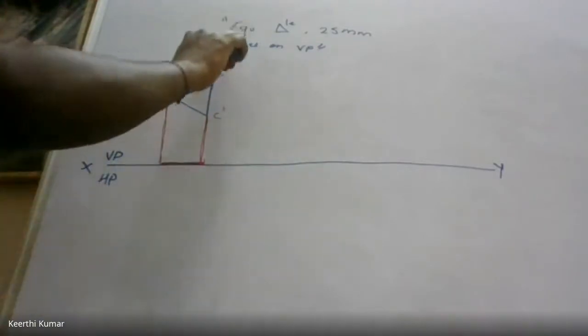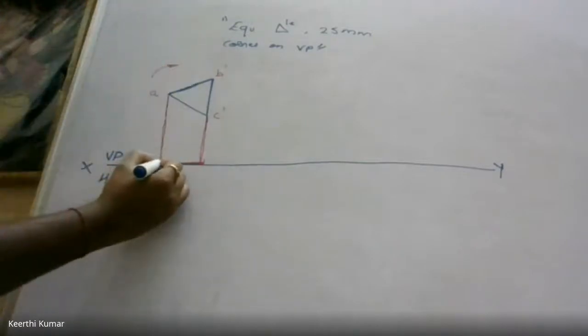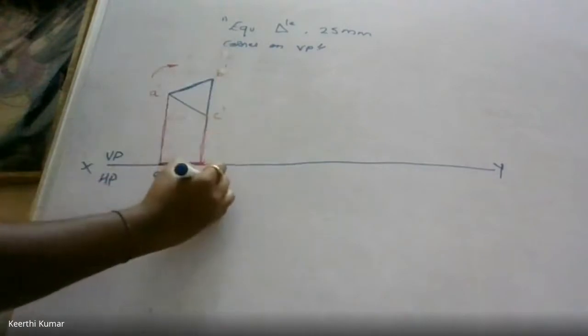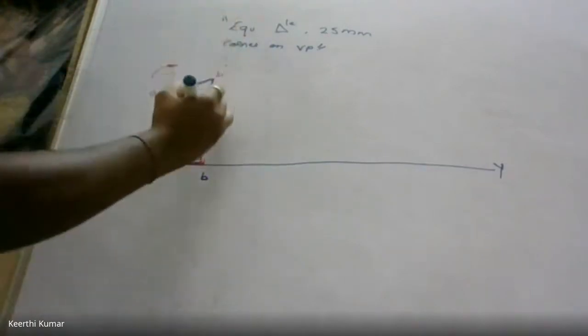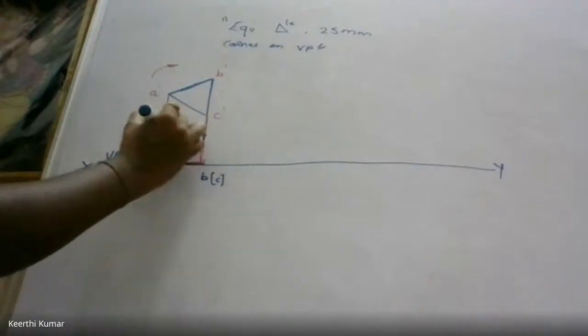If I see this lamina from the top, what are all the points I can see? I can easily see the point A, so this will be A. If I see from the top, I can see the point B. This will be point B. And if I see from the top, I cannot see C, so I'll put this in a bracket and show it with an arrow mark, downward.